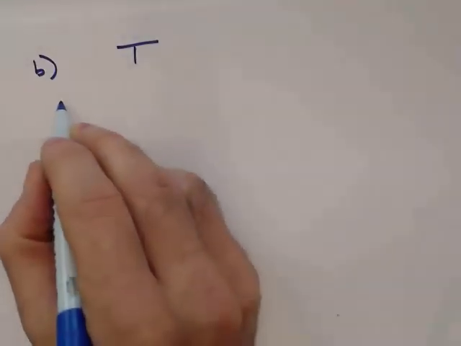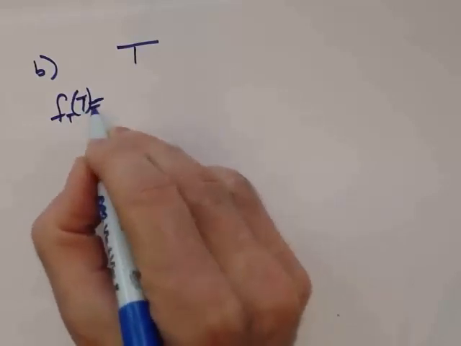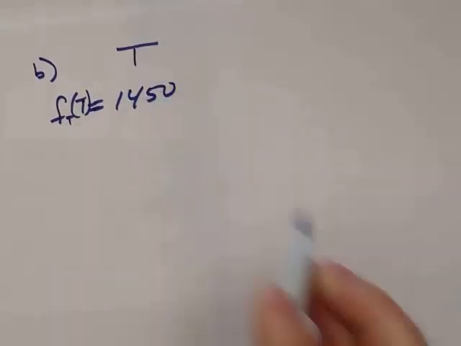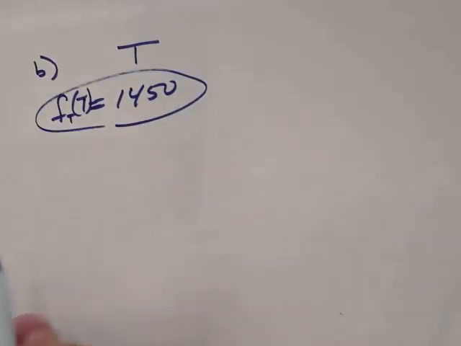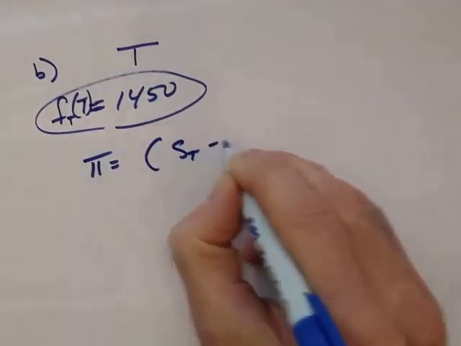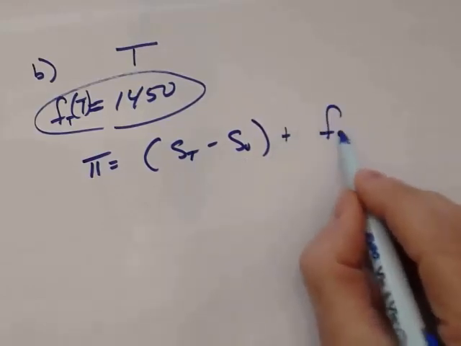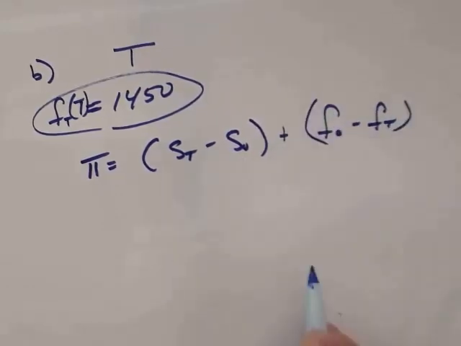It says, now suppose instead of lifting the hedge in December, you hold the contracts until expiration when the futures price is 14... You can put a T here if you want. It's 1450. Okay? The futures price is 1450. Compute the profit from the short hedge. Show that there is no basis risk in this situation. So the profit is going to be, formula will be, here's the gain on our spot, our inventory, plus we have a gain or loss on the futures position.